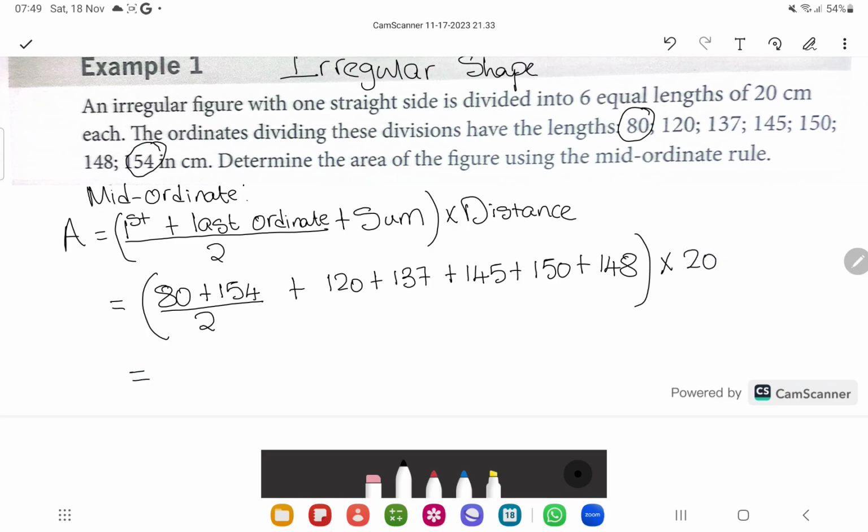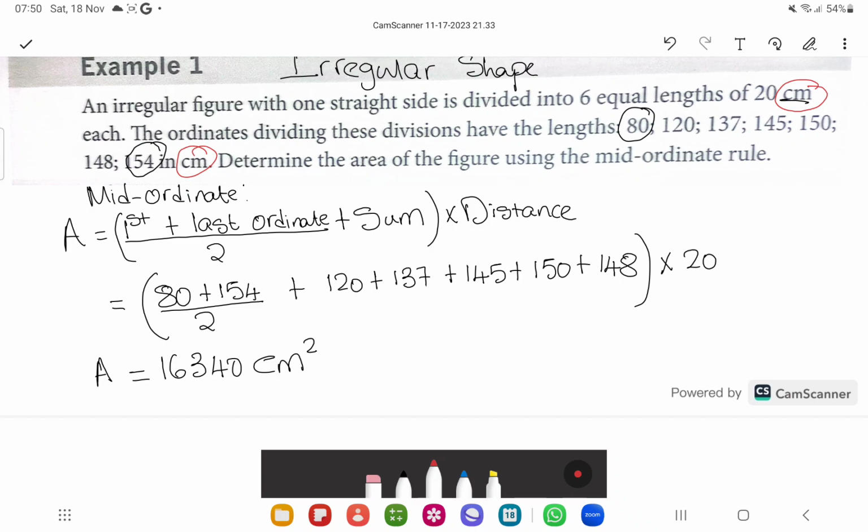Then from here, you are going to use a calculator. When you use a calculator, you will realize that the area is 16,340. Now this one is in centimeters, so it has to be in centimeters squared. Make sure that you check this. The units need to correspond. If they don't correspond, then you can convert so that they are in the same unit.